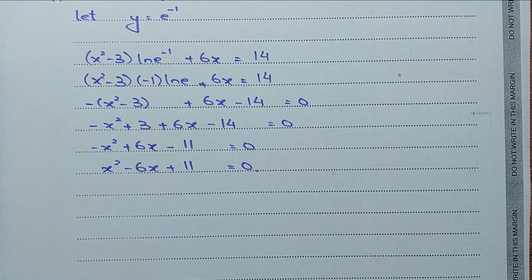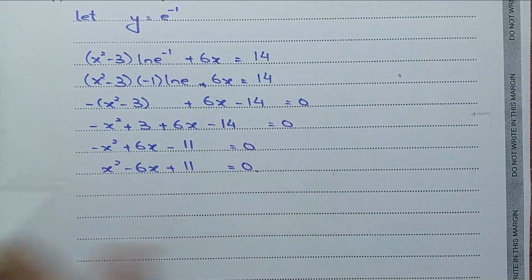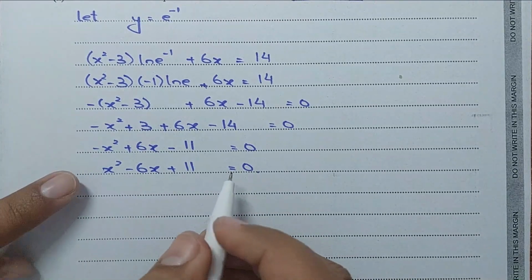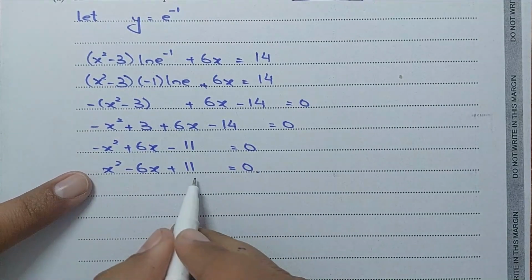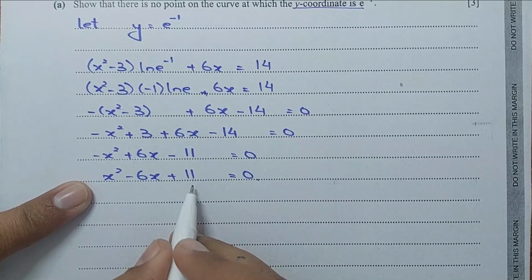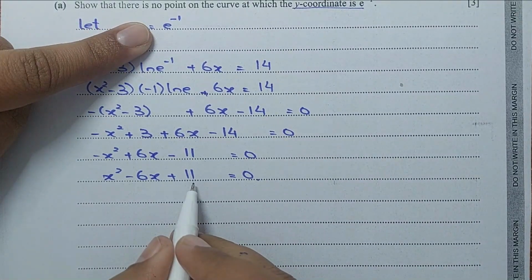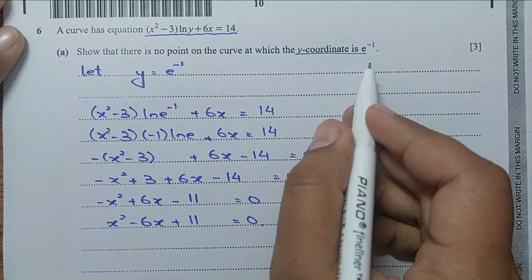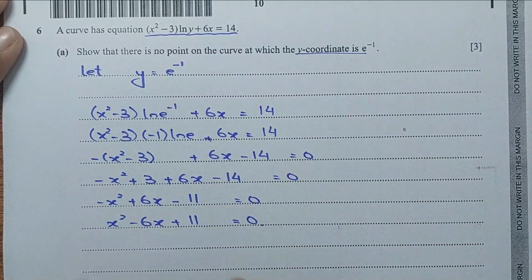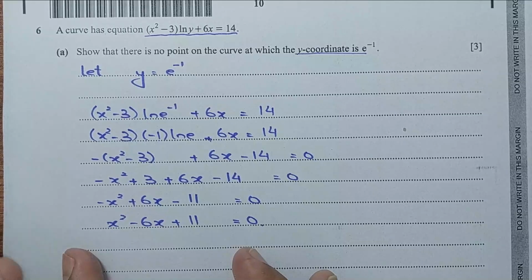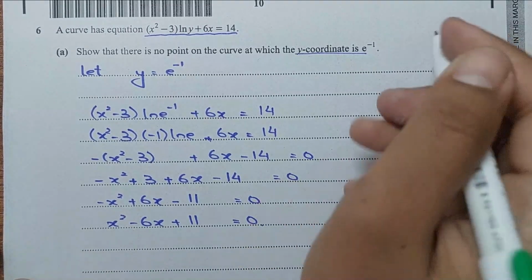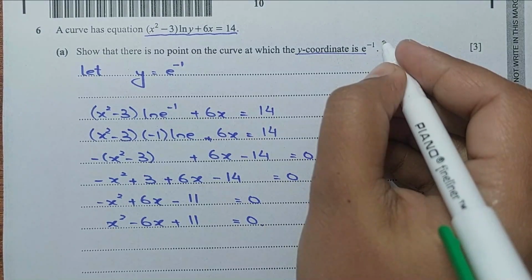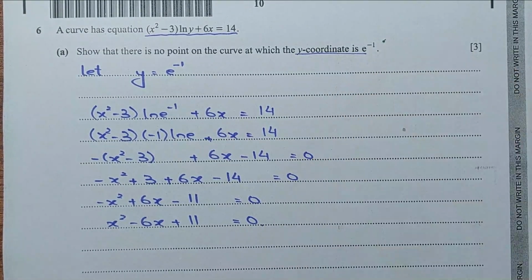Okay, now this is a quadratic equation. You can factorize it or you can apply the quadratic formula, right? So if the x values are possible corresponding to y equals e power negative 1, it means there is a point on the curve with y coordinate e power minus 1. If the x values are not possible, we need to show that x values are not possible when you substitute y equals e power minus 1. It means there is no such point on the curve whose y coordinate is e power minus 1, right?